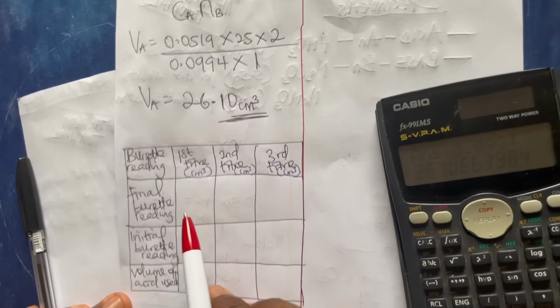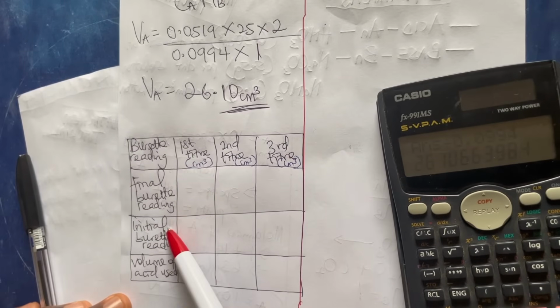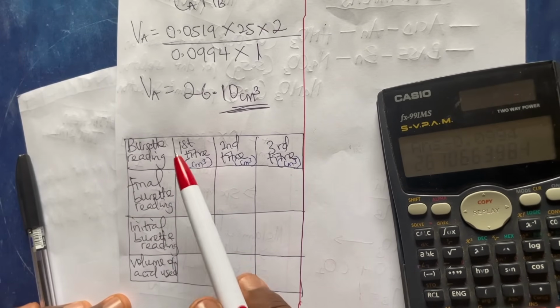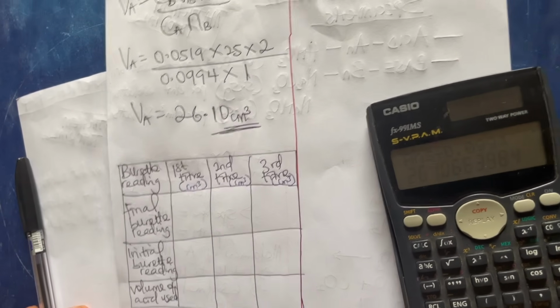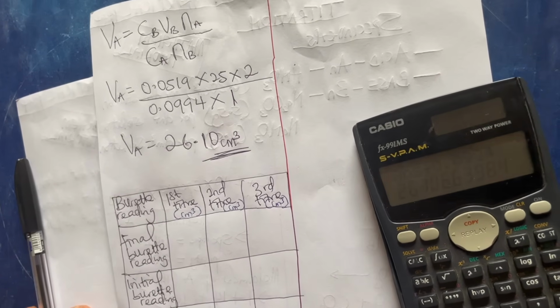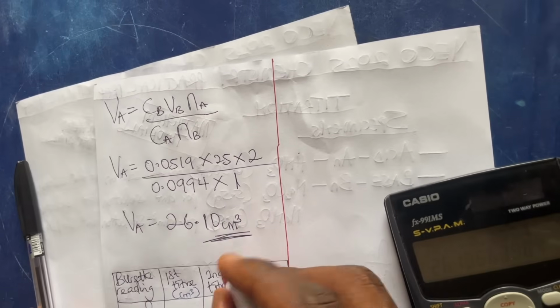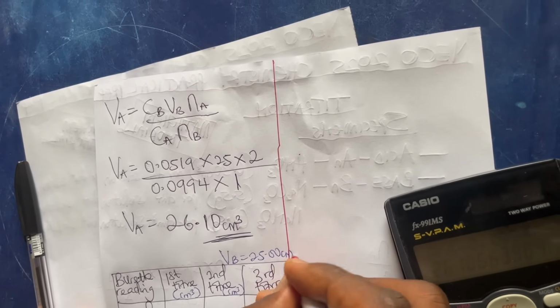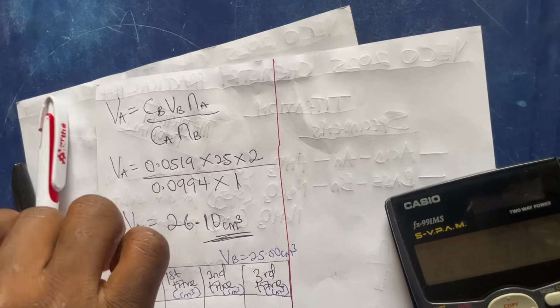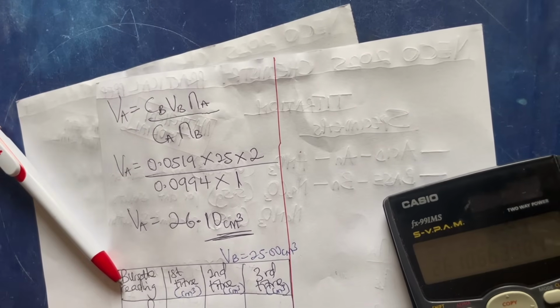If you like, you can put it here, and here. But sometimes I love putting it here, and here. So either you put it here or you put it here. It's okay, we are good to go. So we have said it there that our VB is what? 25.00 cm cube according to the way we did it.